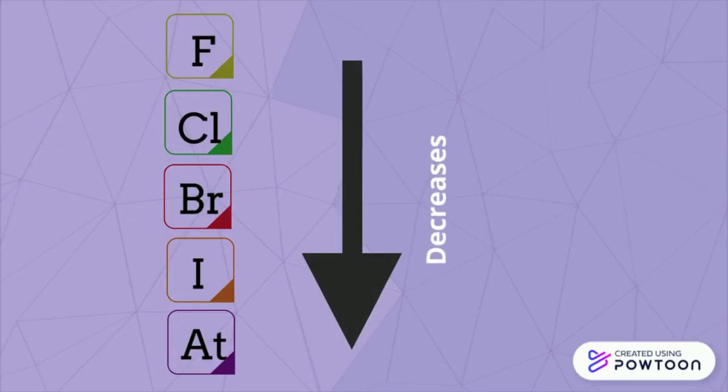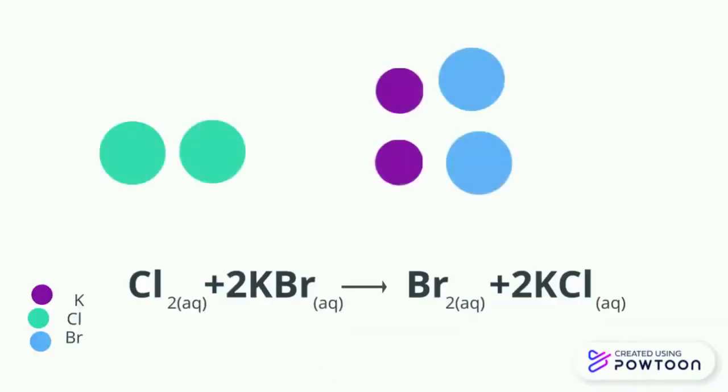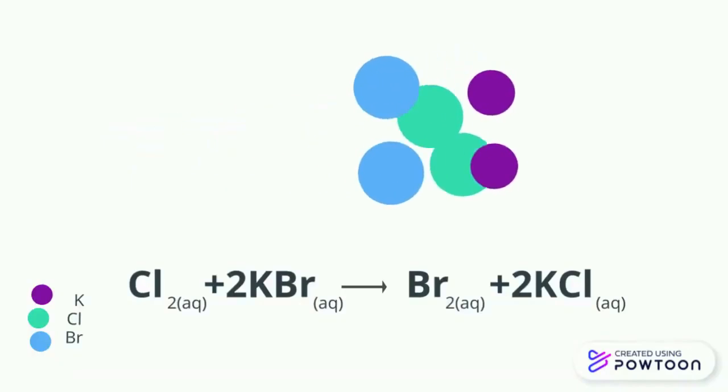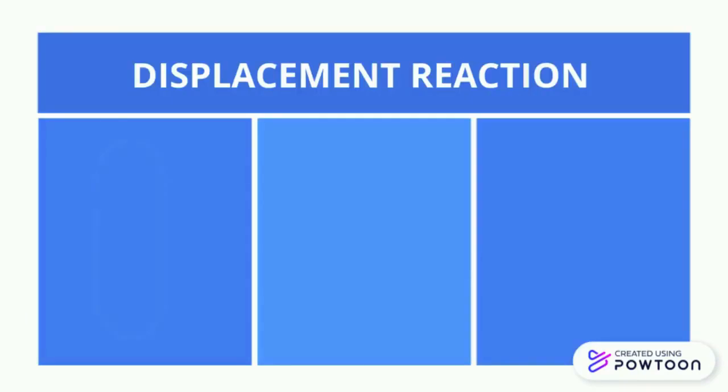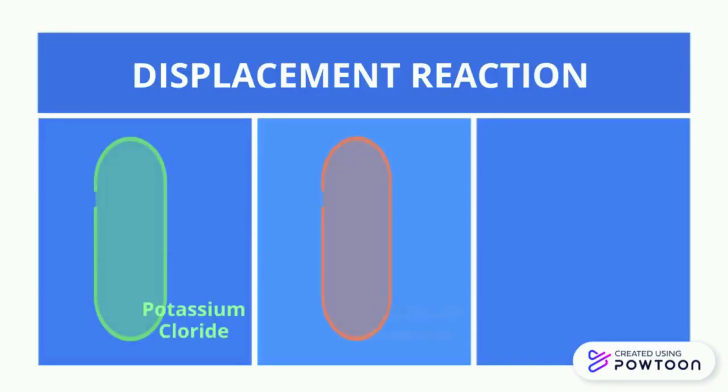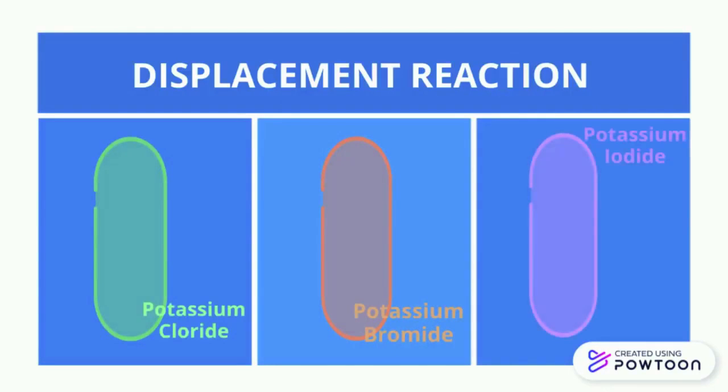Moving down the group, the reactivity of the halogens decreases. So a selected halogen is always more reactive than the halogens below it. A more reactive halogen will always displace a less reactive halogen in a compound. We will demonstrate these displacement reactions using potassium chloride, potassium bromide, and potassium iodide. Note that these are all halogen-containing compounds.